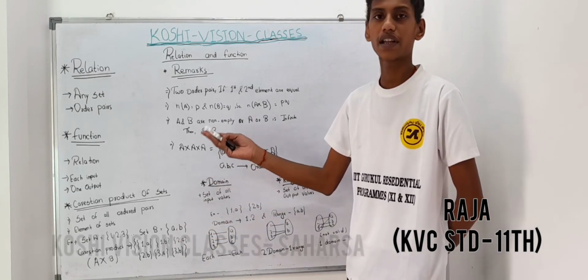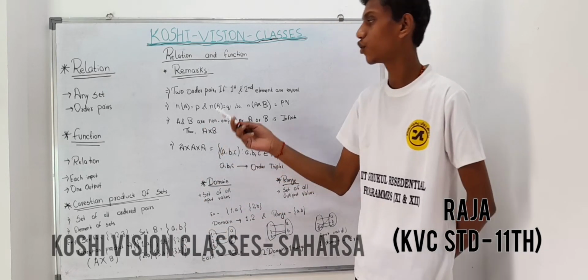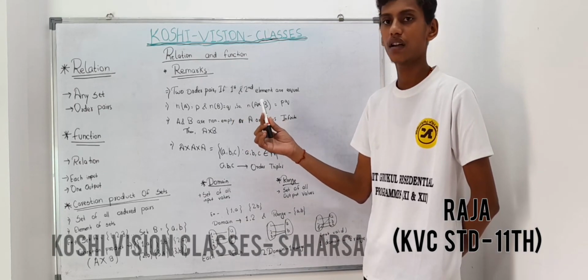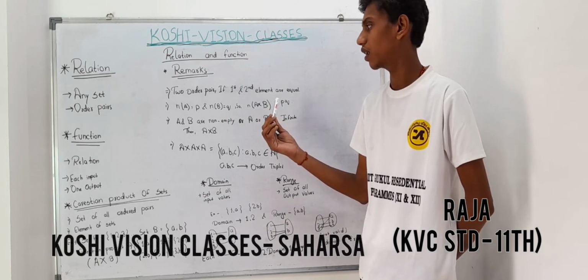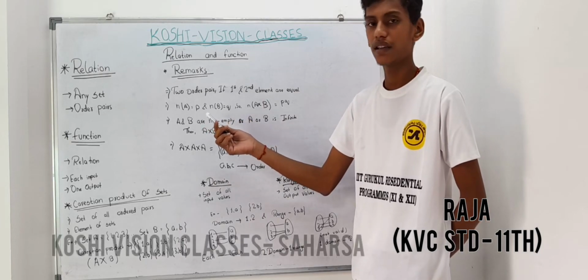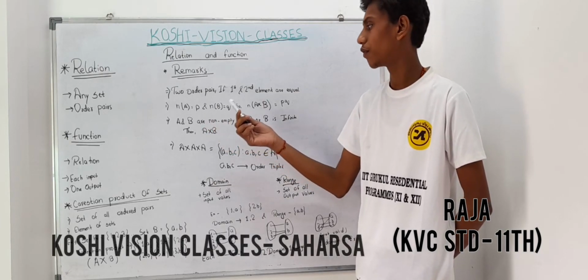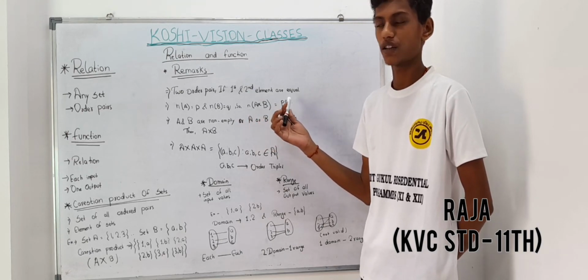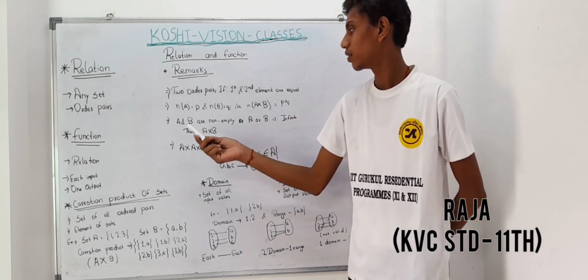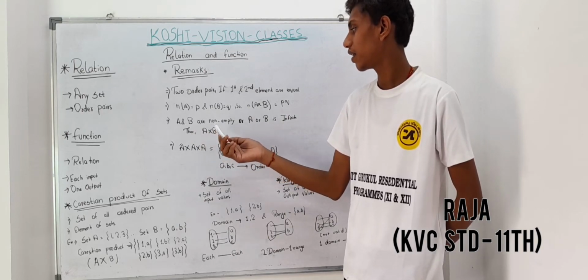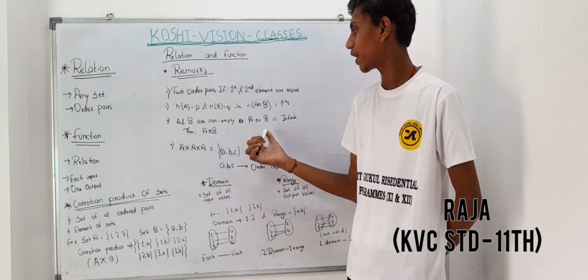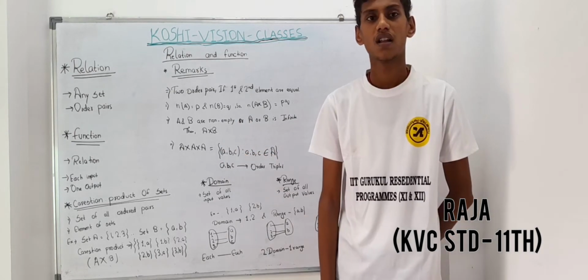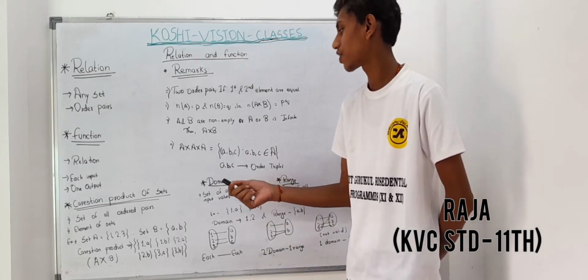Now, remarks on relations and functions. First, if two ordered pairs are equal, then the first and second elements will be equal. Second, if n(A) is p and n(B) is q, then n(A cross B) is equal to pq. Third, if A and B are non-empty sets and either A or B is infinite, then A cross B will also be infinite.